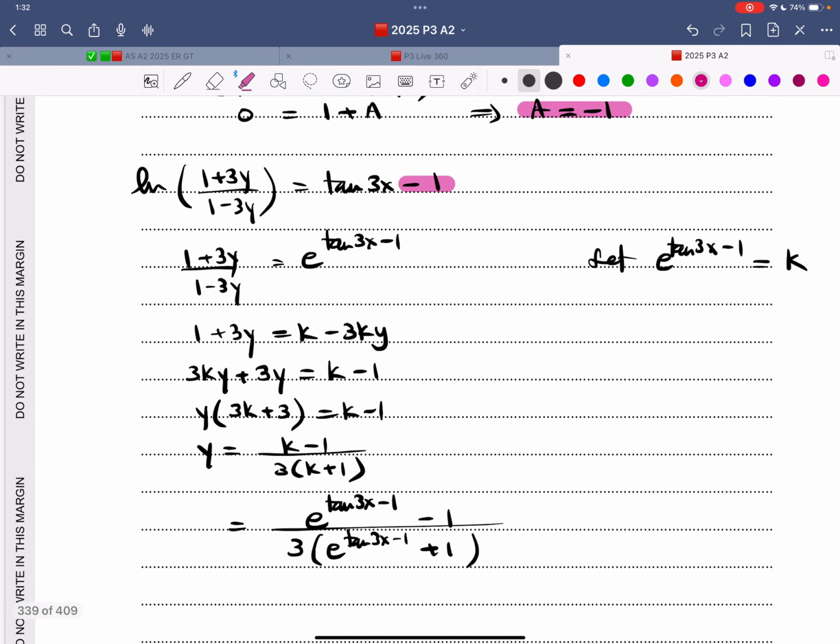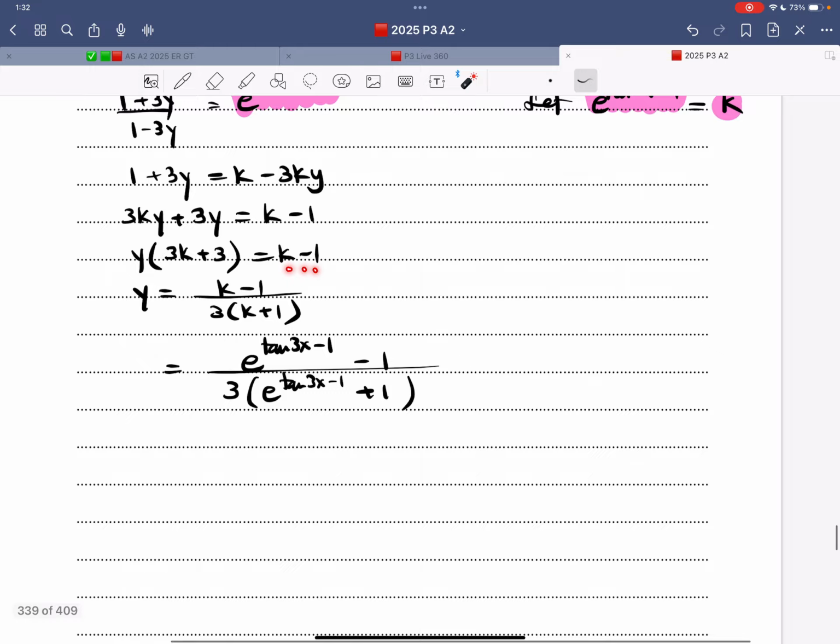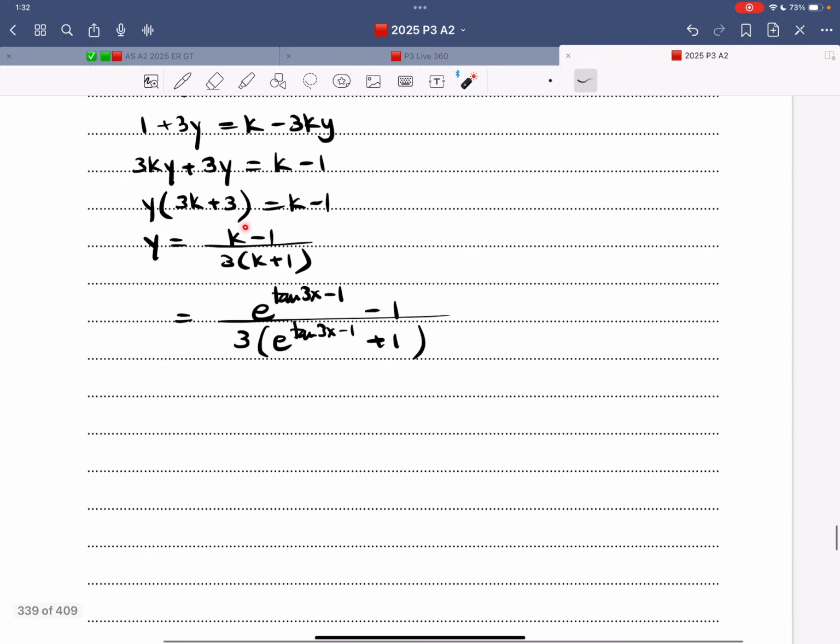So now for simplicity, what I have done is that I have written e raised to power of 3x minus 1 equals to k for a short while, so that my life becomes easy in cross multiplying. So therefore 1 plus 3y, 1 minus 3y is k. So k into 1 minus 3y, that is k minus 3ky. 3ky, take it to the other side, take y common out, that is k minus 1 over 3k plus 3, that is k minus 1 of 3 times k plus 1.